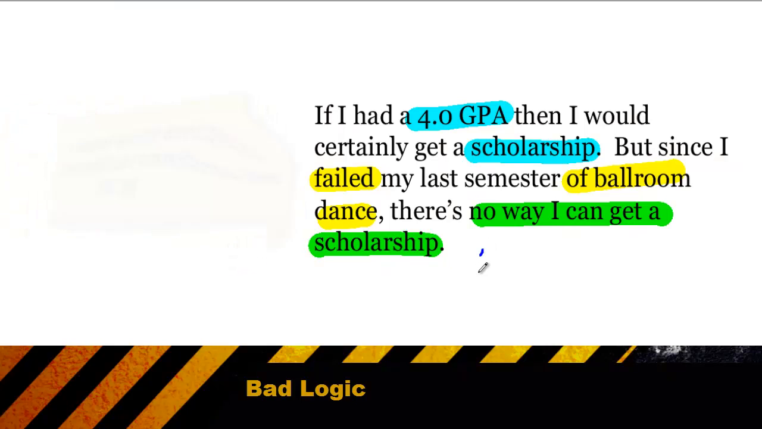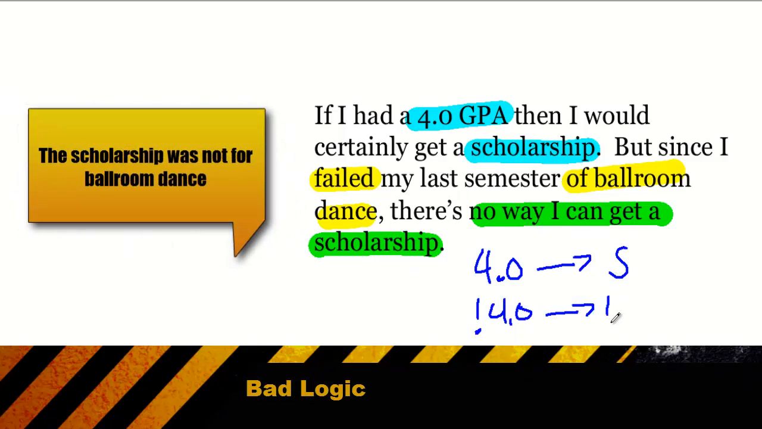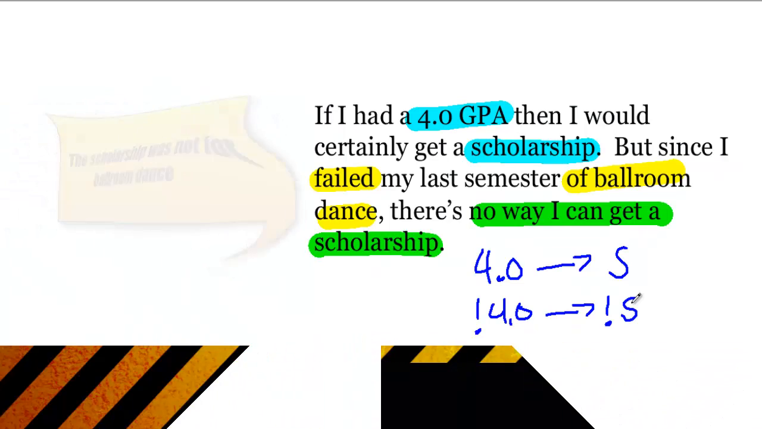My argument was, if I have a 4.0, then I get a scholarship. Now I don't have a 4.0, so now I'm not going to get a scholarship. Which in my case ended up not being true, but it's still the same logical fallacy as saying, since you're not pregnant, you must not be a woman.